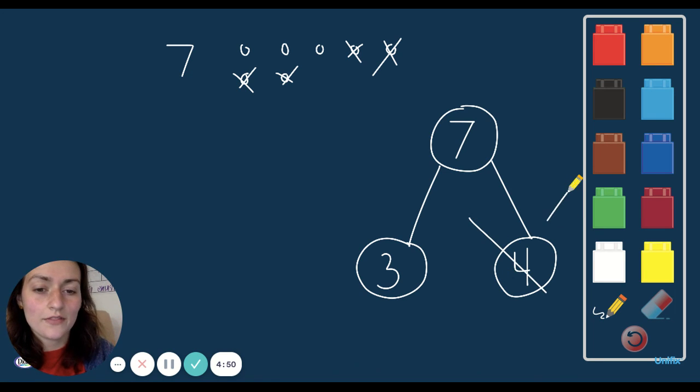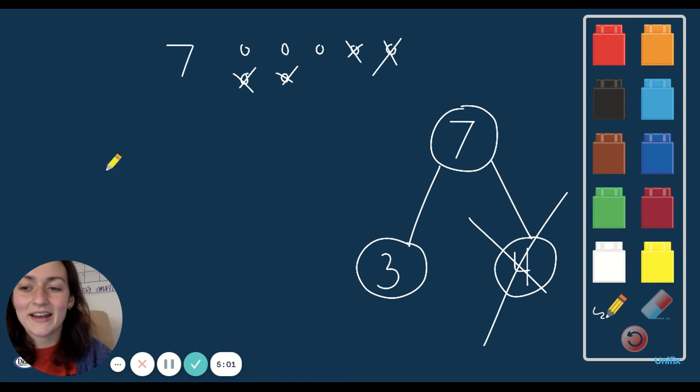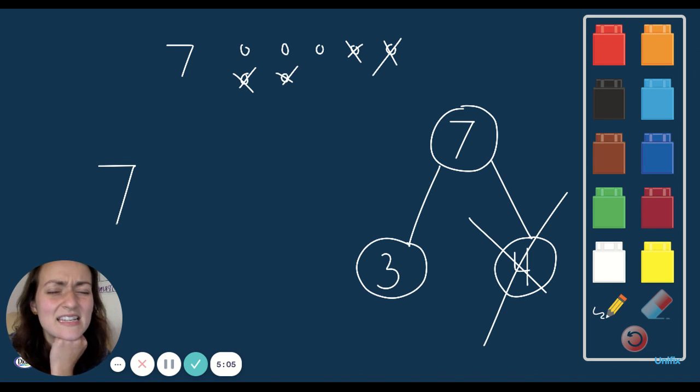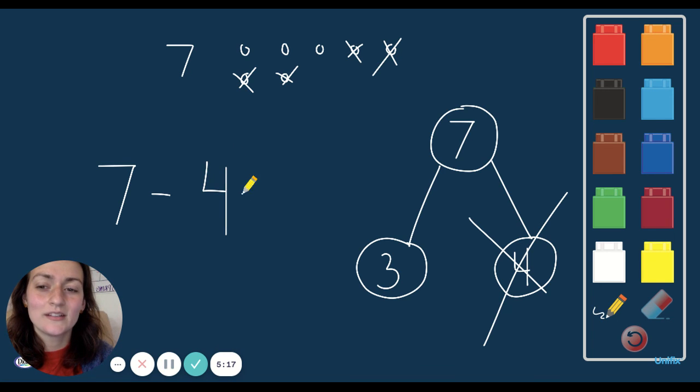Just like we did before, because we're showing a takeaway problem where we take something away, I'm going to cross off the number of cubes or circles that we crossed off ourselves. So I know that 7 take away 4 is 3. And then I can write it like a number sentence too. 7, it's the takeaway sign again. What does that look like? I hope you wrote it down on your board. It's just like this. 7 take away 4 is equal to 3.